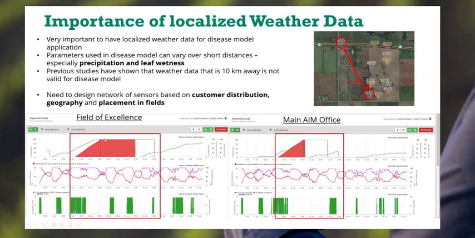Here we see a lot longer extended period of disease development and risk and pressure under the crop, whereas at the main office we see a very short period for pressure risk of the disease. And that's governed by the local humidity and lack of leaf wetness periods, whereas at the field we see higher humidity and longer leaf wetness periods. So when you look at a disease model, you need to really have that local data in field and look at the geography of the area and design it based on your customers' needs.